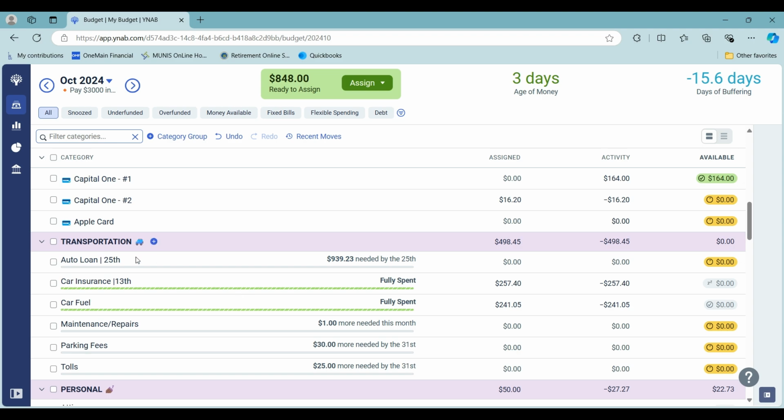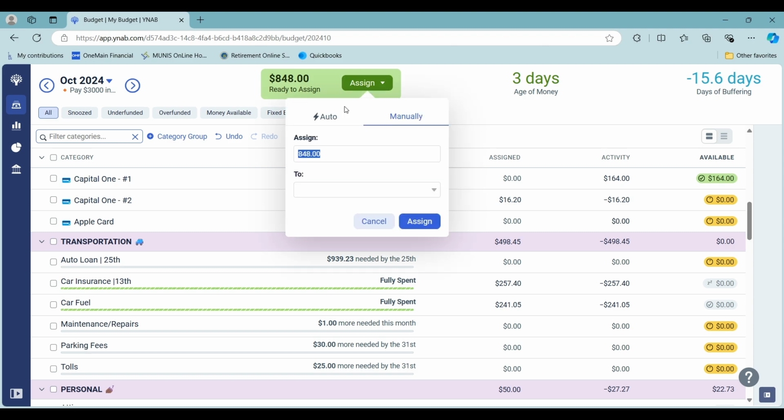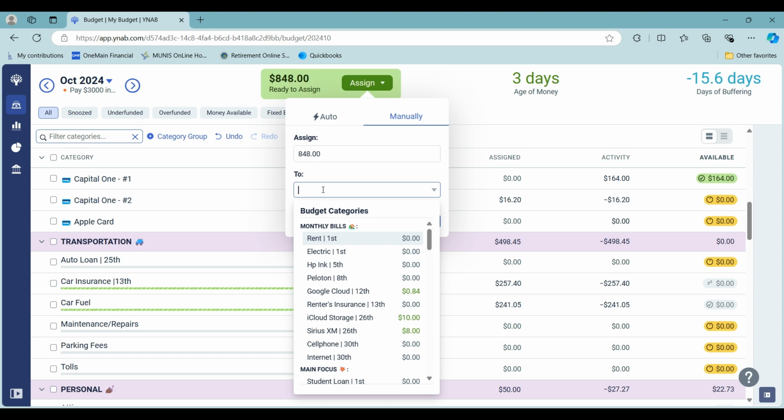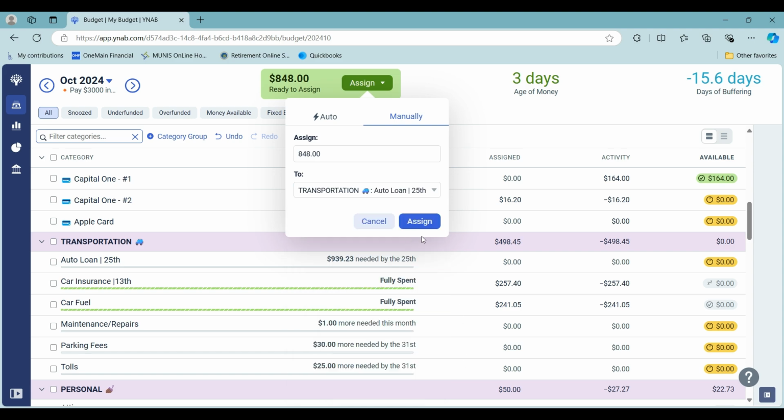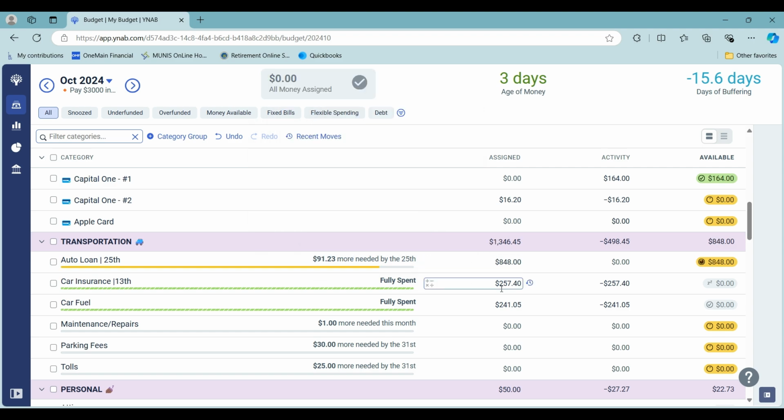Okay, so into the transportation section, you can see that I do need to pay my auto loan. And even if I do decide to use this money to do that, I don't have enough because I would still need... I'm just going to go ahead and assign this to the auto loan for it to tell me how much I will need in addition if I did go ahead and assign that money there. I will still need $91.23. And I don't think I have $91.23 in the budget to put towards this.